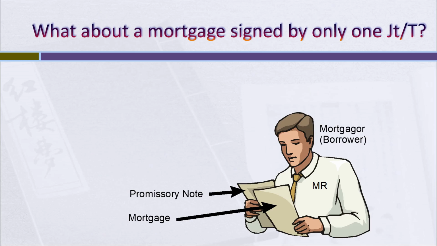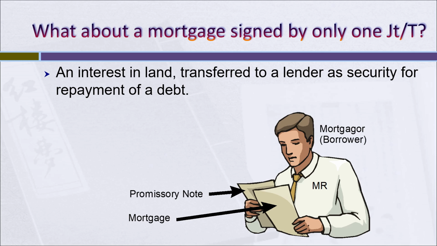One of the most interesting questions is whether a mortgage that's signed by only one joint tenant will sever the joint tenancy. What do we mean by a mortgage? Well, a mortgage is an interest in land that's transferred to a lender as security for repayment of a debt. The person who borrows the money is called the mortgagor, as you can see in the picture here.